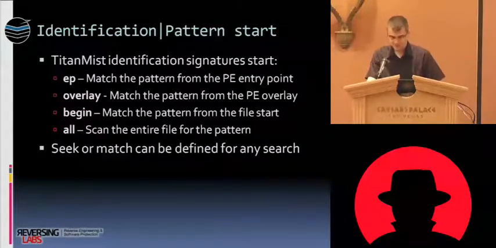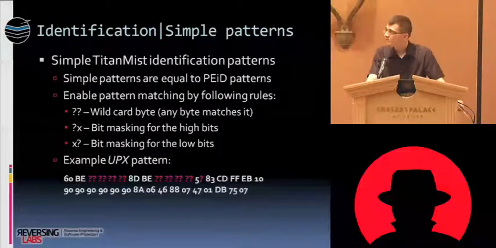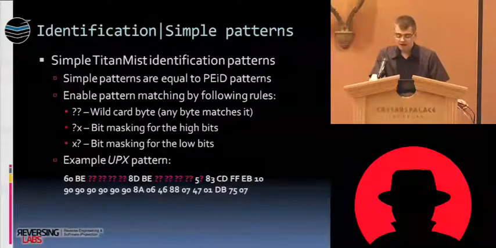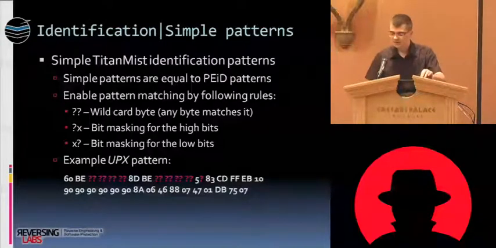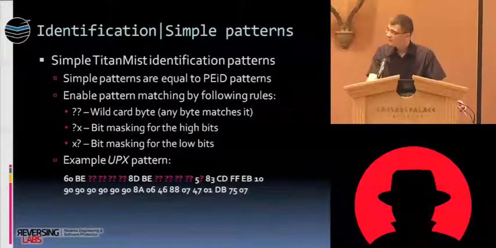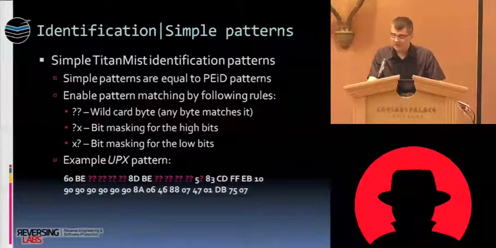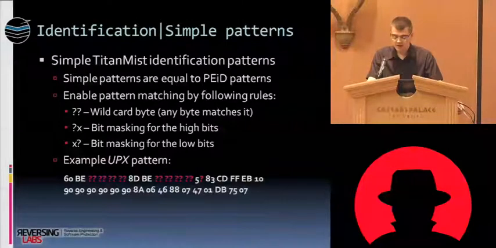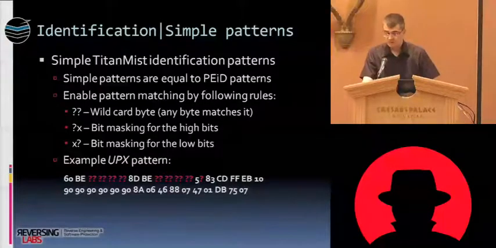from that reference point. Now the simple patterns: if you used PID before, it has the user database which contains lots of these signatures, and the most basic signature type is the one we refer to as the simple one, and it enables you to create a simple pattern that identifies the format. So we can have wildcards which match any byte in the sequence, or you can have bit masking that either matches the high or the low bit. For example, if you look at the screen, that's the simple UPX pattern that has wildcards for both the byte and the bit masking options.